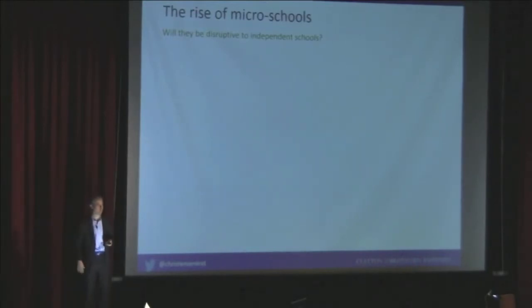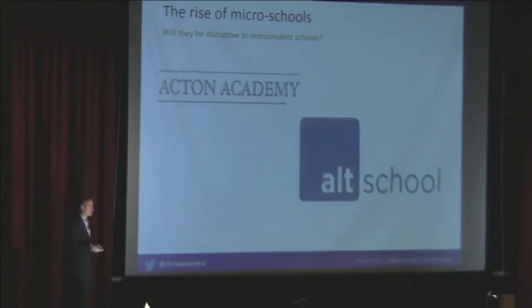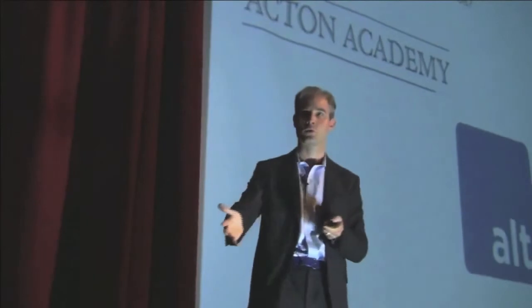How many people have heard of micro schools? Not a lot. Look it up. These are low-cost private schools that are emerging, powered by online learning in blended learning settings. Alt School has raised $130 million and already has something like 10 schools open. Acton Academy has over 20 in the world right now. Tuition ranges from $4,000 to $9,000. They're targeting people who would love the independent school experience, but for any number of reasons have been priced out of it, but don't want to go to the public school experience.